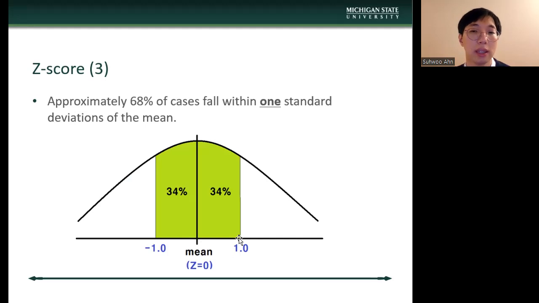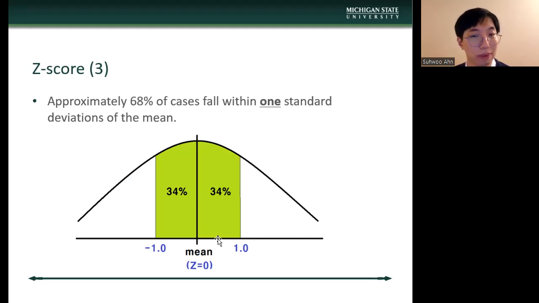In this way, we can calculate the z-score and think about how to interpret the result. How far each value is from the mean. This is what the z-score means. And also we can think about the proportion of cases.